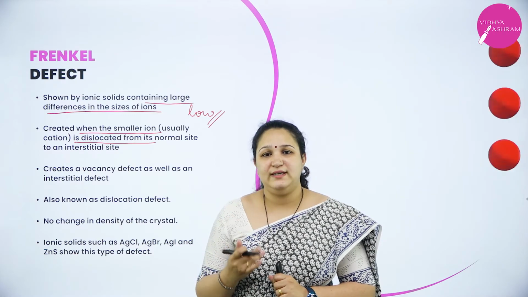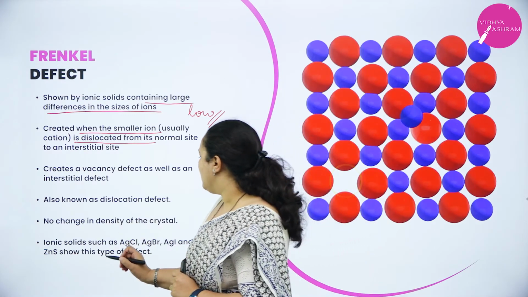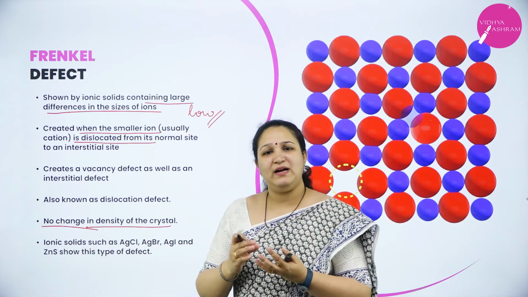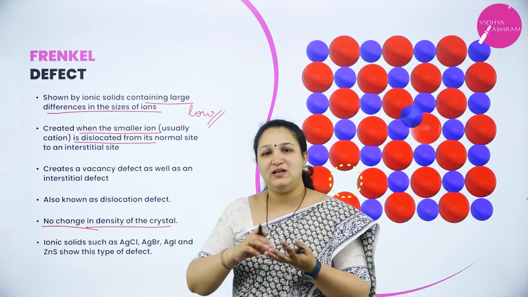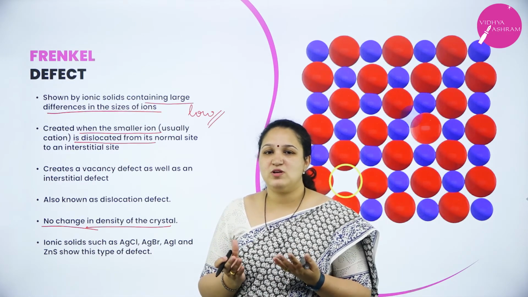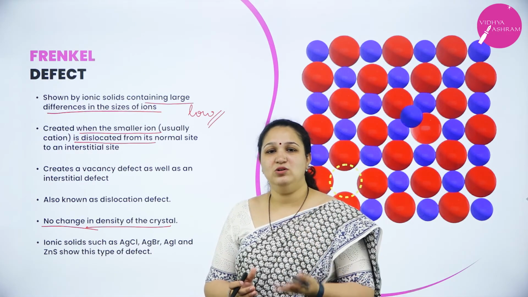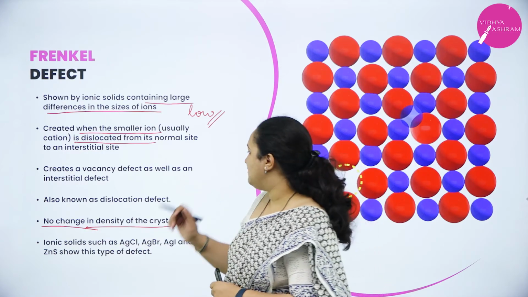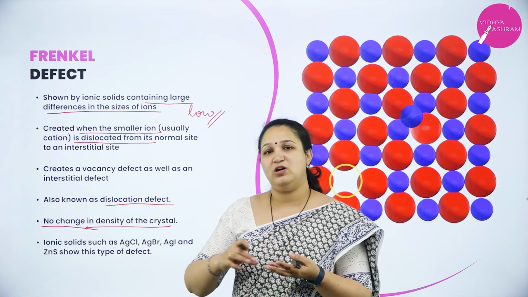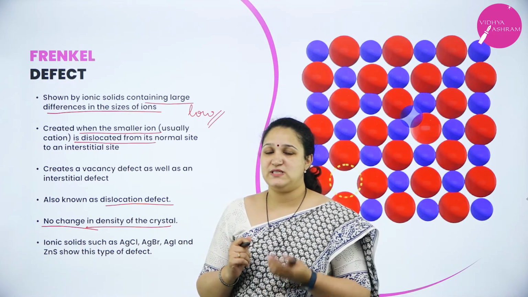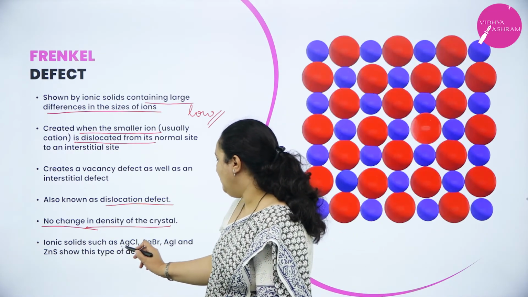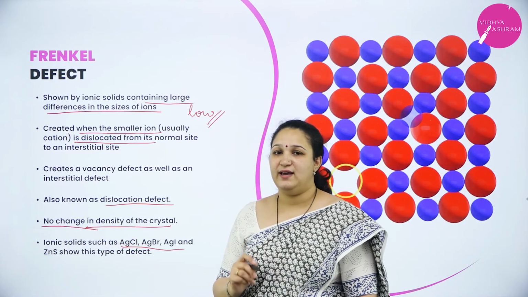Now, what about the density? Density, you can see there is no change. Why? The particle is not completely missing. It has only been dislocated from its original site. Mass is the same, volume is also the same. So, obviously, the density will not change. This defect is also called dislocation defect. Why? From its original place it got dislocated into the interstitial space. That's why it is also called dislocation defect. Examples you can give: AgCl, AgBr and AgI.